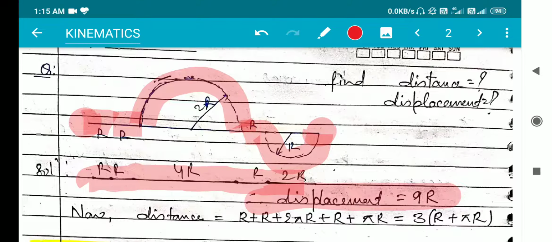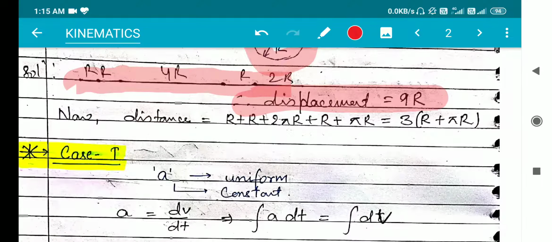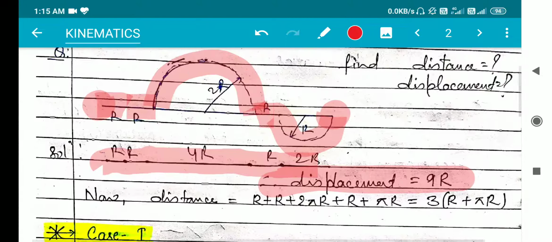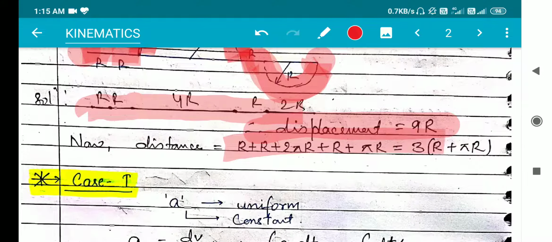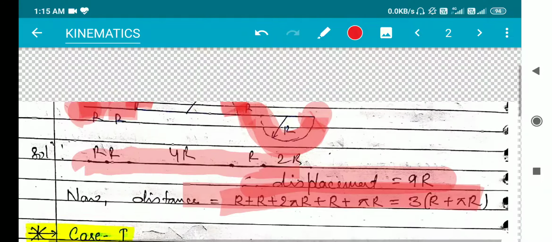Hope you have understood how I am finding the displacement. So if I talk about the distance, it is 2r plus this half circumferential length, this radius, and again this half circular circumferential length. So by adding these, we can find the distance that the particle moves from the initial point to the final point.